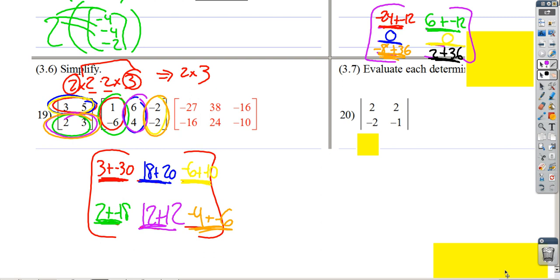So 3 plus negative 30 is right here. 18 plus 20. Negative 6 plus negative 10. 2 plus negative 18 is right there. 12 plus 12. And negative 4 plus negative 6.